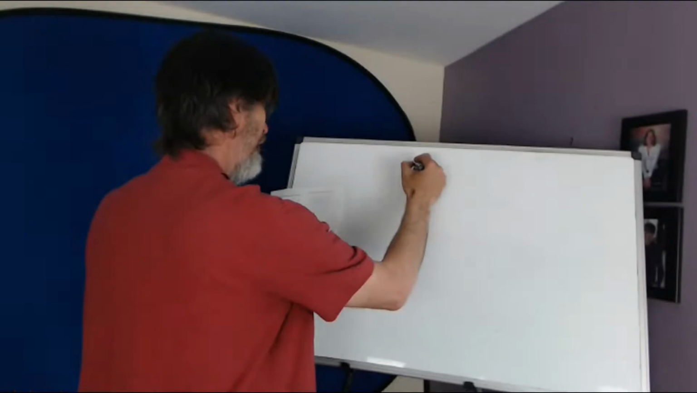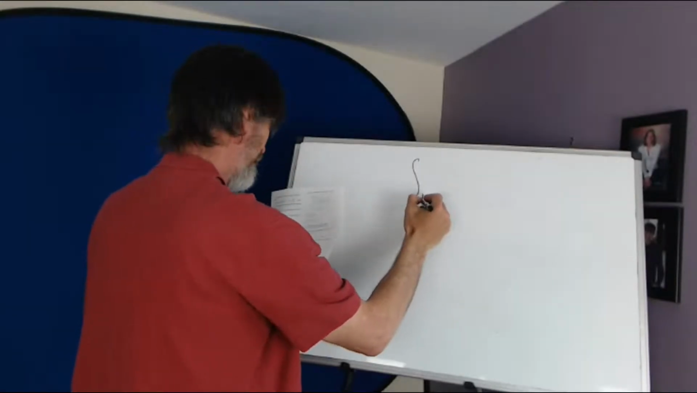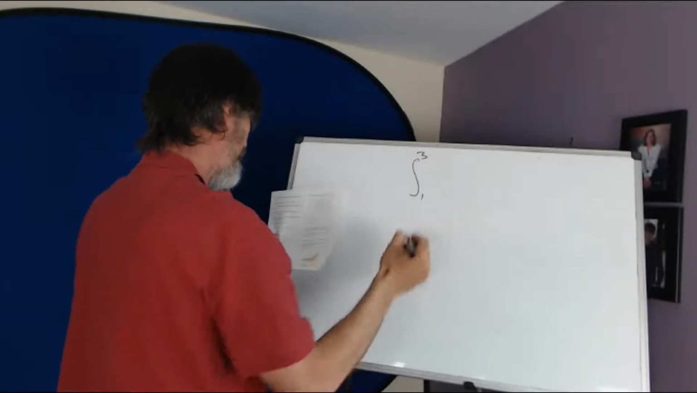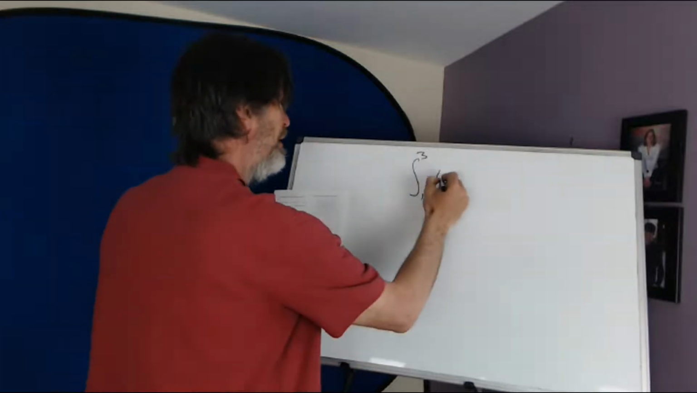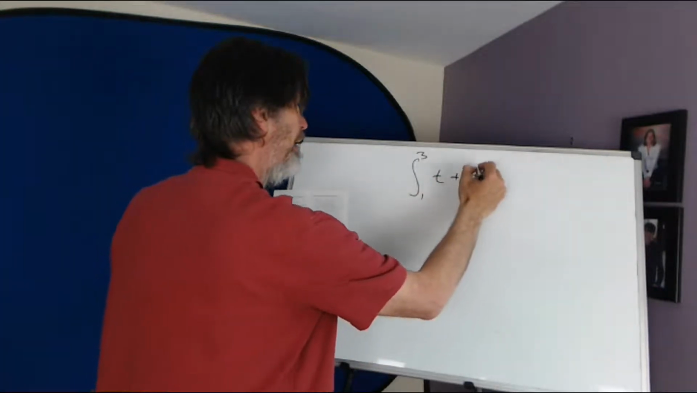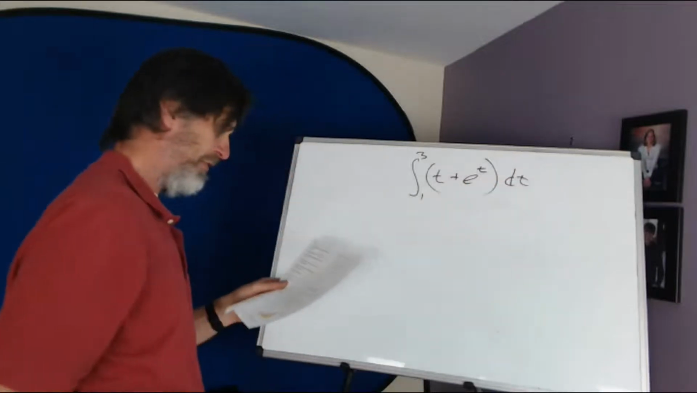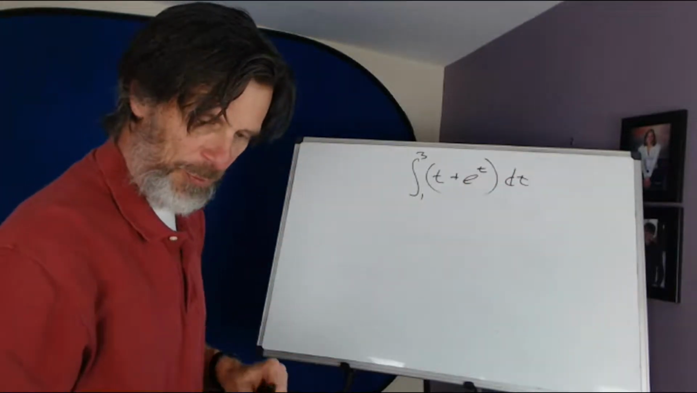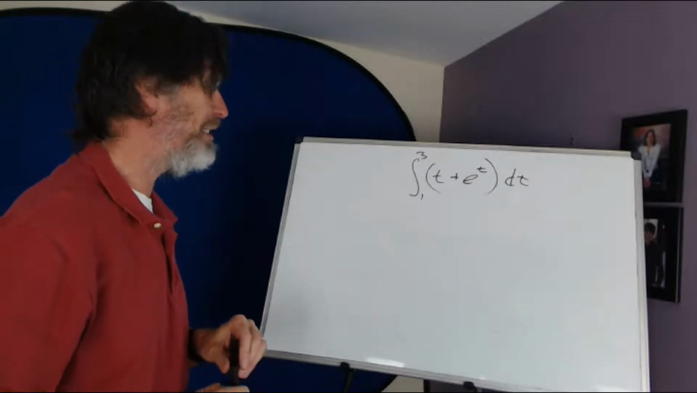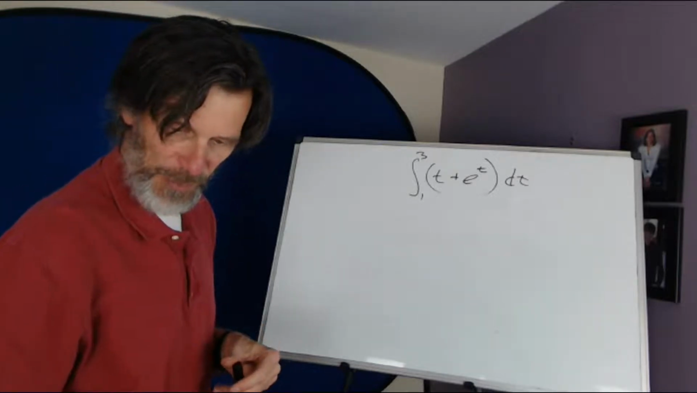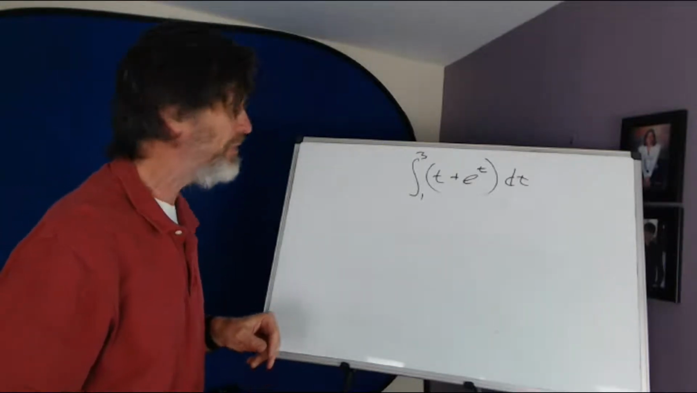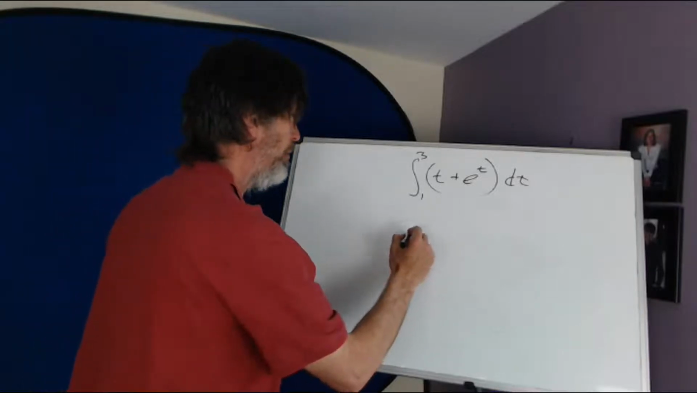So the area will be the definite integral from 1 to 3 of whatever my function is, d whatever my variable is. In this case, it's that. There is the mathematical expression that finds the area of the shaded region. It's a definite integral. It'll spit out a number of square units. So they want us to do that.